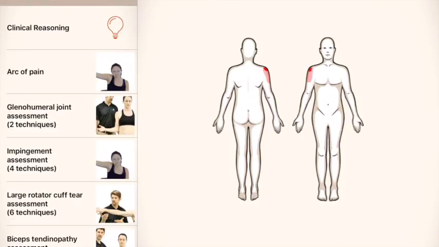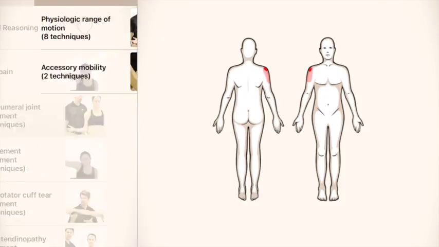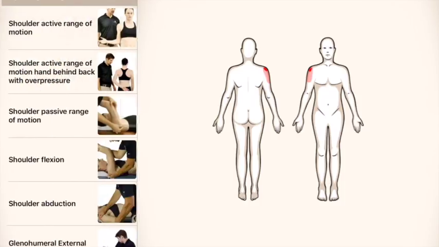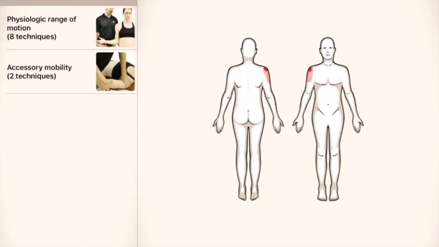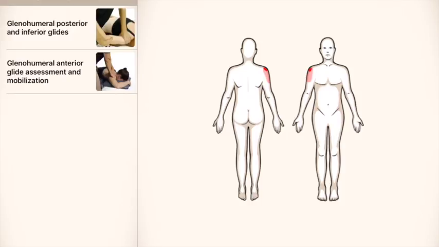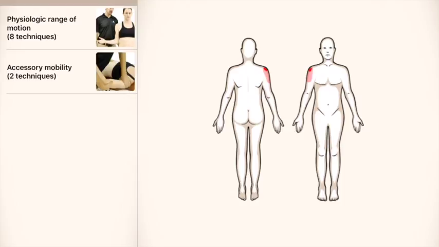Generally, the key findings for this condition are presence of an arc of pain. You're going to do your standard range of motion assessment, so you're going to look at active and passive range of motion of the shoulder, and you're going to find that generally they have pretty good range of motion. Accessory mobility is important as well, because this is a key impairment potentially that may be driving someone with shoulder impingement, so potentially posterior glide limitation of the glenohumeral joint.